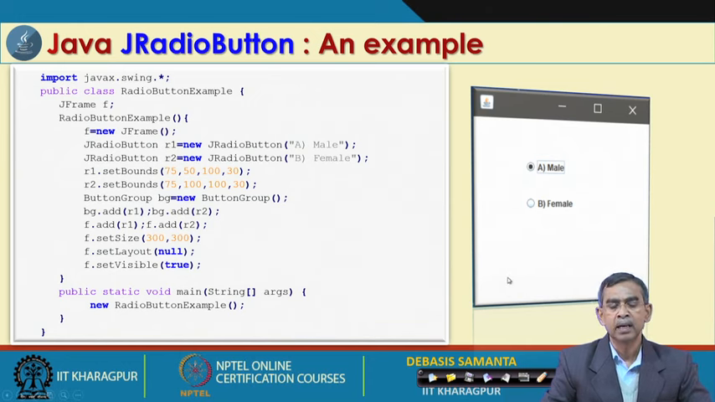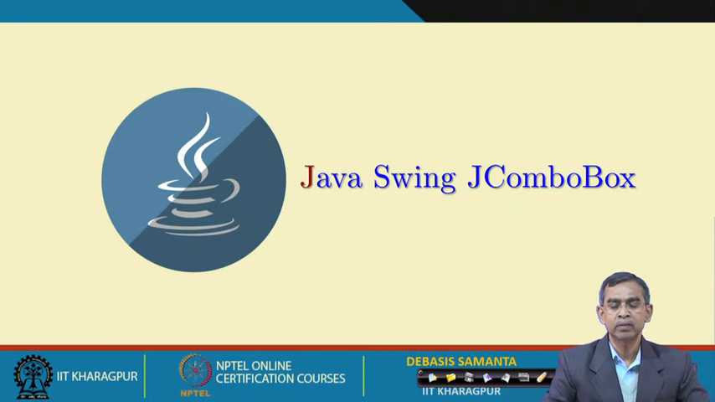So, it has basically 2 radio buttons, as you can see, one is A male and then B female, and then you can select any one, and whichever you select will be highlighted by a button prompt. And this is the example, you can add more buttons and then run it and find how it will appear.